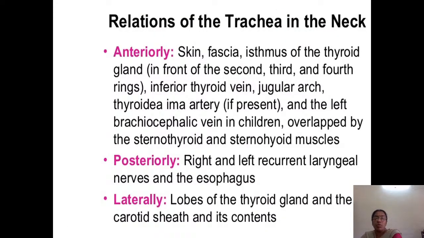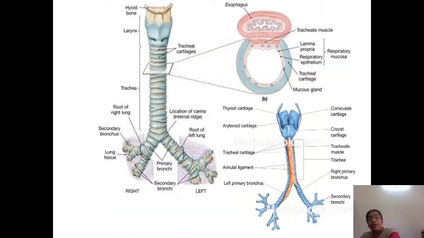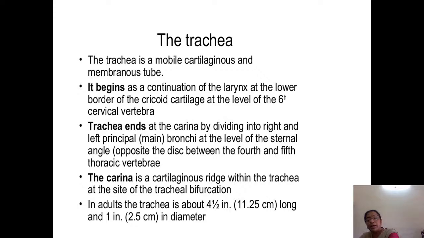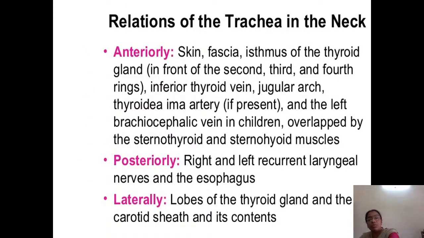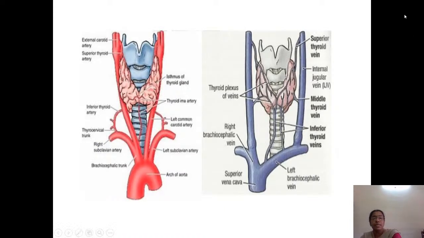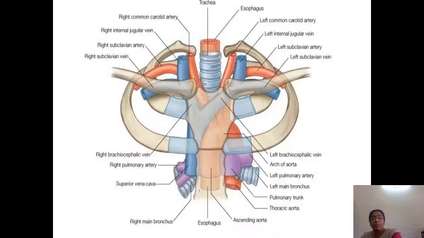When you see the relations of the trachea in the neck and in the thorax, anteriorly in the neck there are strap muscles like sternothyroid, sternohyoid and thyrohyoid muscles. Posteriorly will be your esophagus and the recurrent laryngeal nerve. On either side laterally will be the thyroid gland. The lateral border of the thyroid gland will be present. So this is the thyroid gland, and laterally on either side is your thyroid gland.